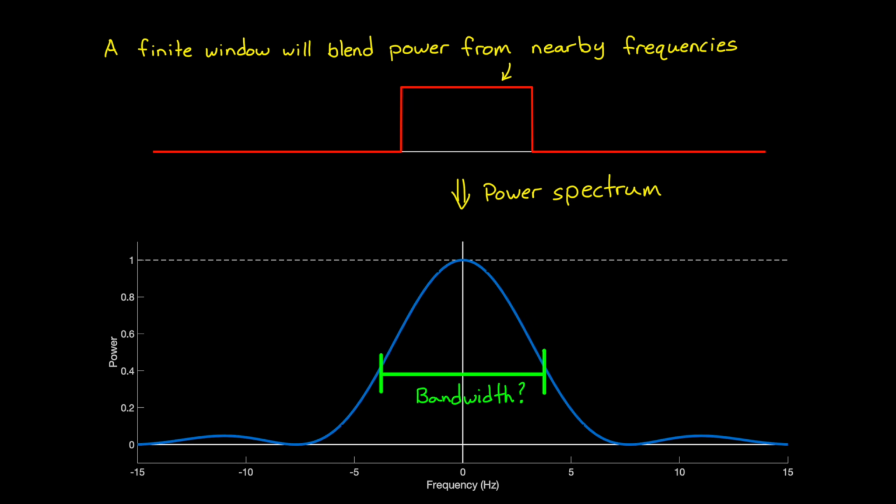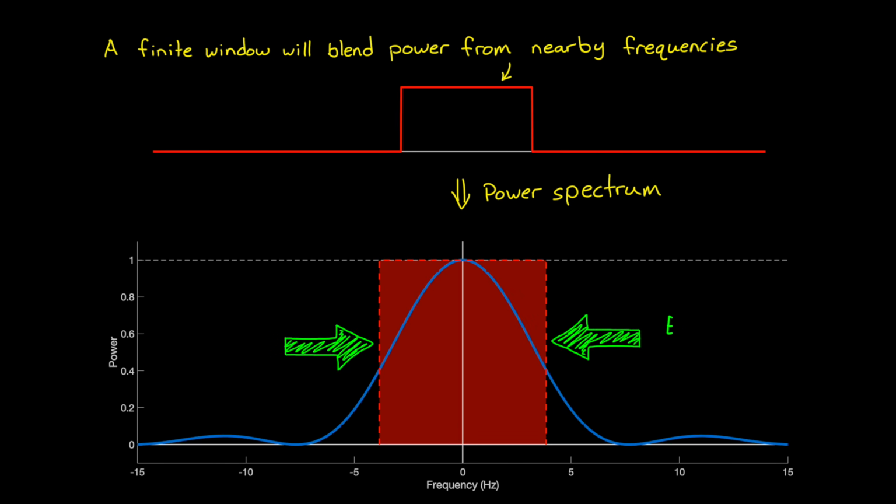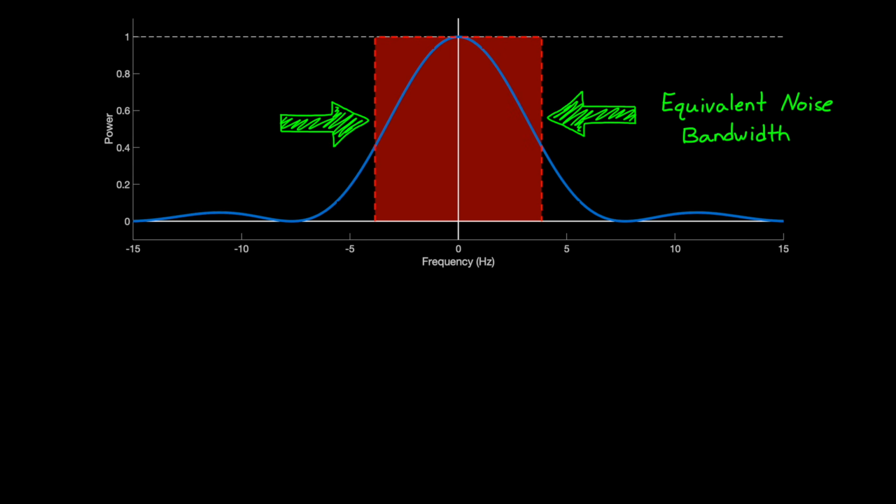And the way we find that is to approximate this curve using a rectangle with height equal to the peak and whose area is equal to the total power. So the area under the blue curve is equal to the area under the red rectangle. And the width of this rectangle is the equivalent noise bandwidth. Under this assumption, we can say that this is the range of frequencies that contribute to each sample in the spectrum. And so to get power spectral density, we divide the power spectrum by the equivalent noise bandwidth.